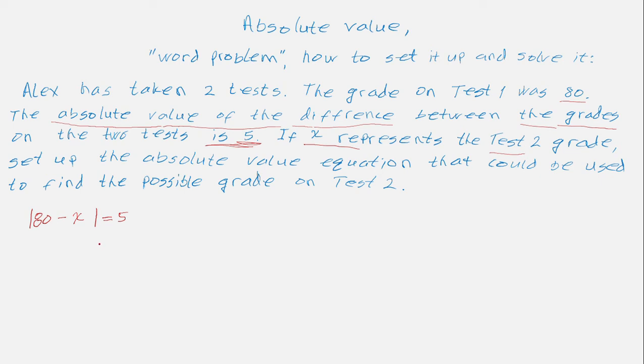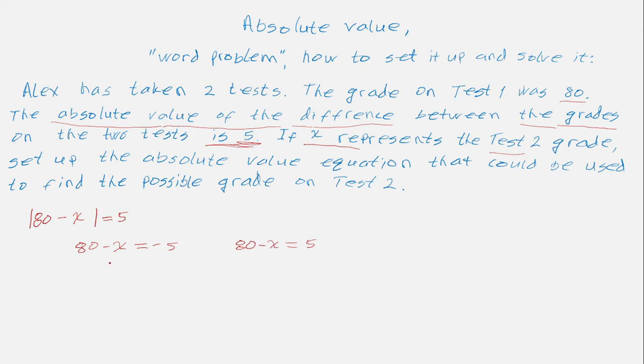Now we have it set up. Now all we need to do is solve it. So to solve it, we need to have the absolute value on one side by itself, and we already have that. So we can just go ahead and split this absolute value linear problem into 2 linear equations. So this is 80 minus x equal to the negative of whatever is there, or we can say 80 minus x is equal to whatever that is, and in our case it's 5.